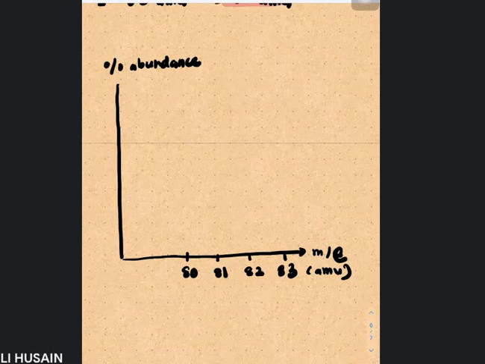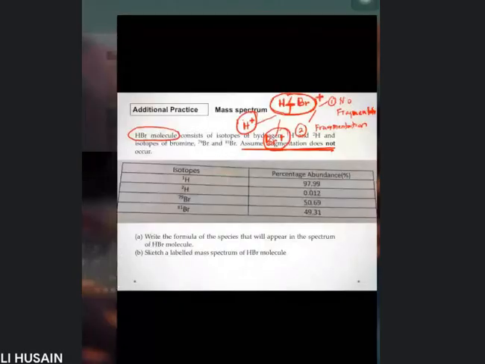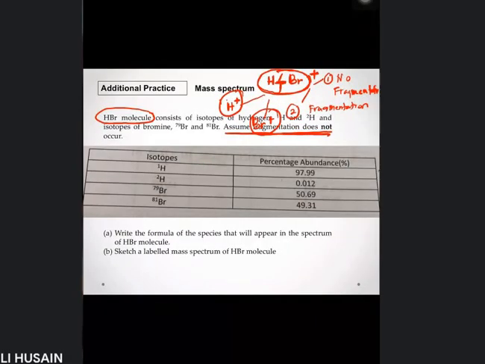Okay, now sekarang kita nak lukis dia punya peaks dah. Okay, cuma my question is, how about the intensity of peaks? Mana peaks lebih tinggi? Mana peaks lebih rendah? So kita tengok balik information yang soalan bagi. Okay, so dalam ni soalan bagi percentage abundance for individual isotope. Dia bagi percentage abundance untuk hydrogen 1, hydrogen 2, bromine 79 and bromine 81. Is there any percentage abundance given to the molecule? No. Tak ada kan? No.